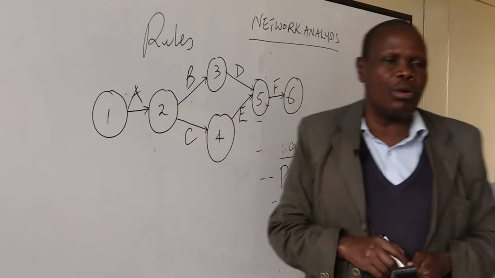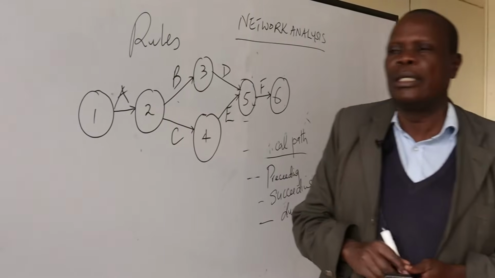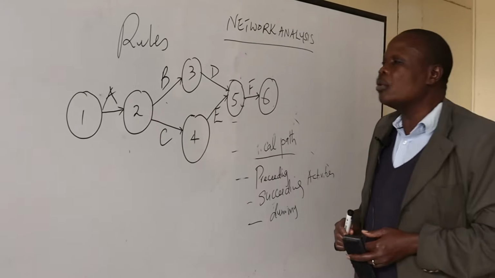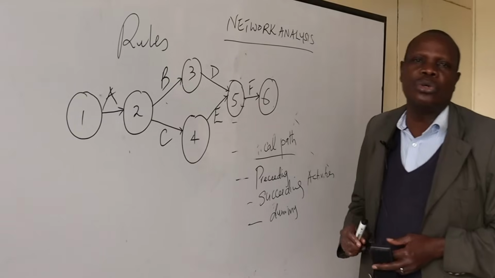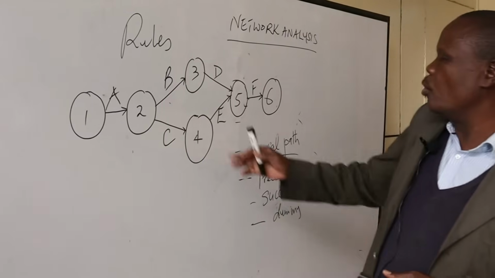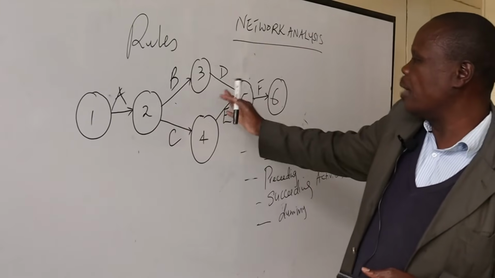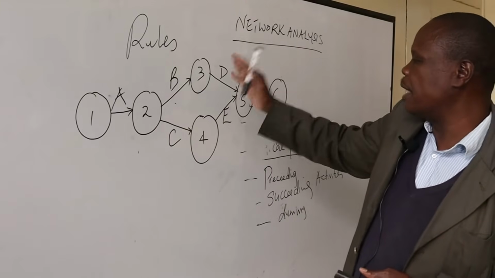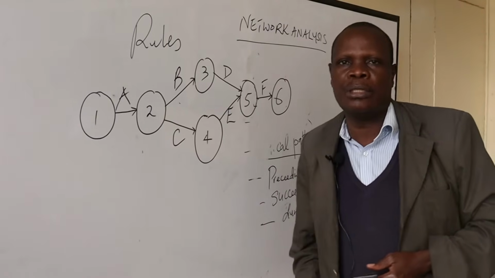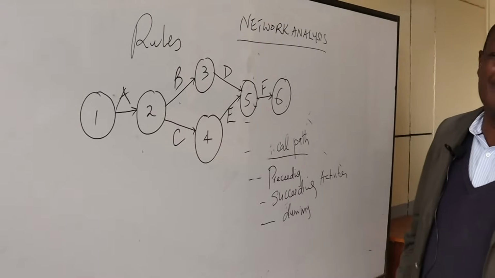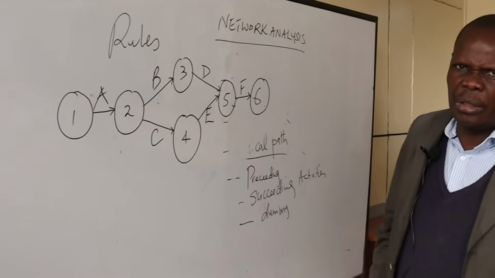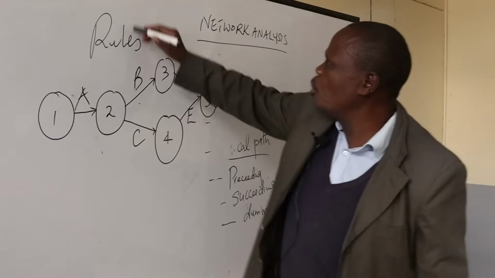Another rule for the construction of networks is that the arrows which are used must not cross each other. So we don't need to draw a network when the arrows are crossing each other. Then another rule for the construction of network is we must use straight arrows. So the arrows should not be bent.